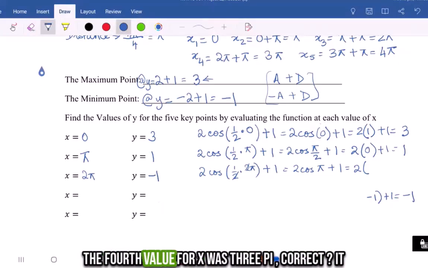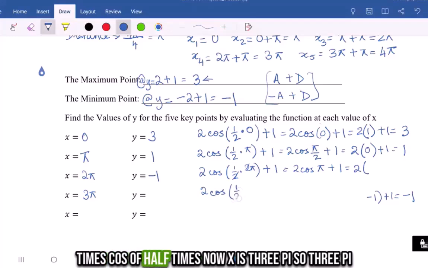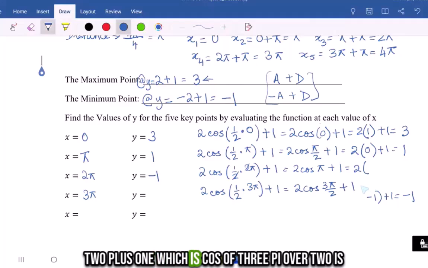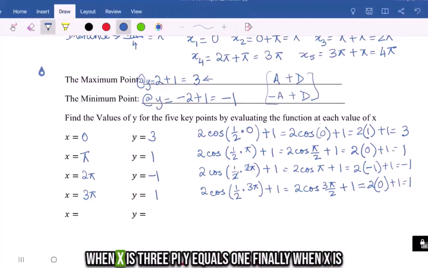The fourth value for x was 3 pi, correct? It was 3 pi. So let's do the evaluation again. 2 times cos of half times, now x is 3 pi. So 3 pi plus 1. We have 2 times cos of 3 pi over 2 plus 1, and cos of 3 pi over 2 is 0. So 2 times 0 plus 1 gives us 1. So when x is 3 pi, y equals 1.